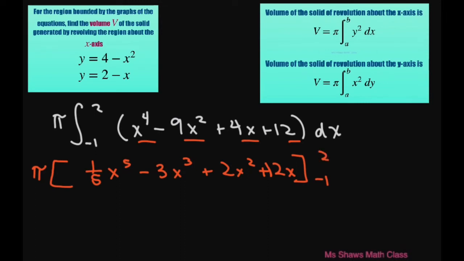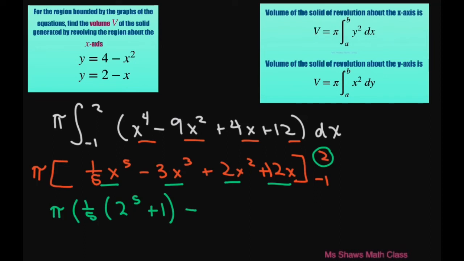All right, let's see what I can squeeze in here. This is going to equal pi times 1/5. And instead of separating them out, I'm going to take the 1/5 and substitute in the 2. So that's going to be 2 to the power of 5. Then I'm going to put minus negative 1 to the power of 5. So that's going to be plus 1. I'm going to do it all together because it makes it a lot easier.